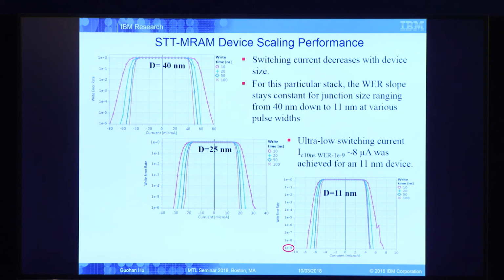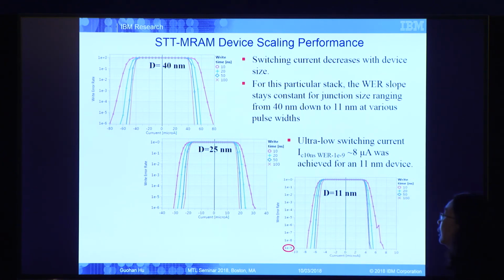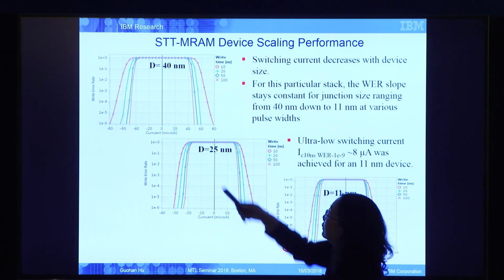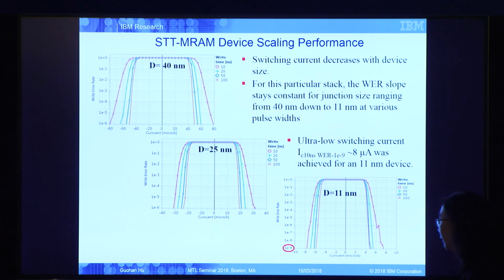We also took the devices to see, in terms of scaling behavior, how this write error rate curve changes as a function of device size. Again, in all these plots, the red is the 10 nanoseconds to focus on: 40 nanometer, 25 nanometer, and down to 11 nanometer. We can still go to a 1 in 10^-9 kind of error floor with a 10 nanosecond pulse, and the slope does not really change much.